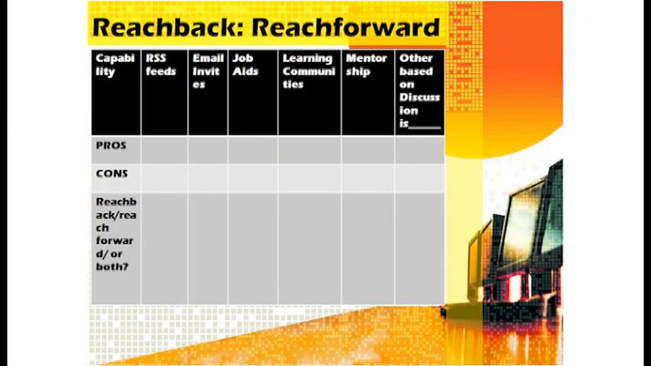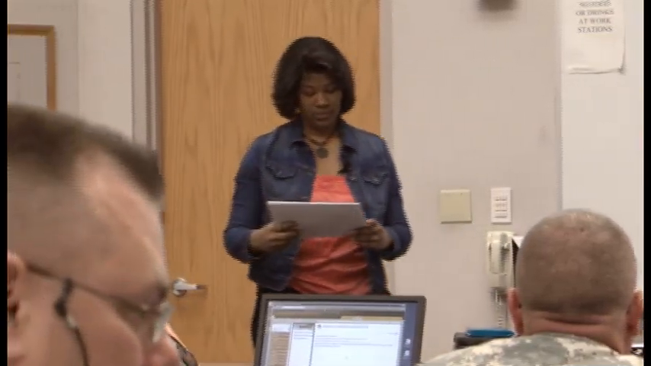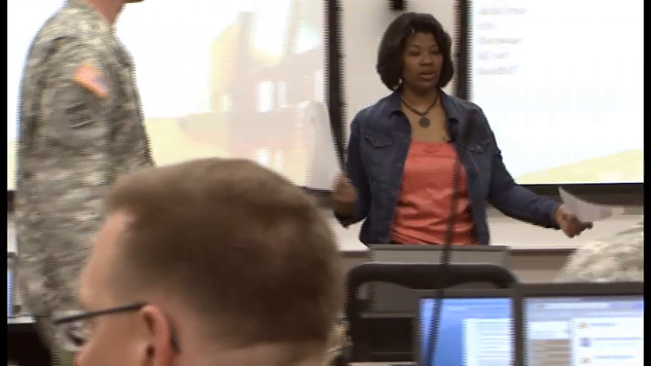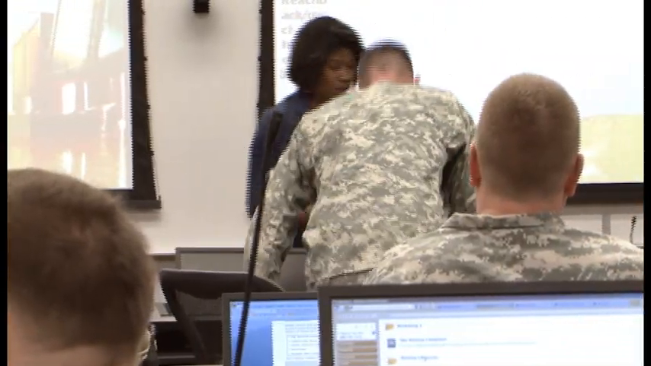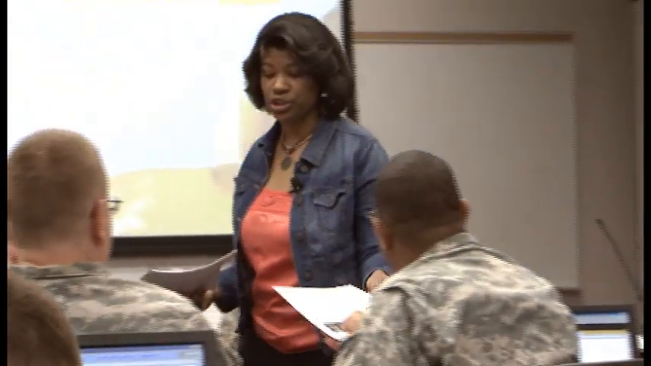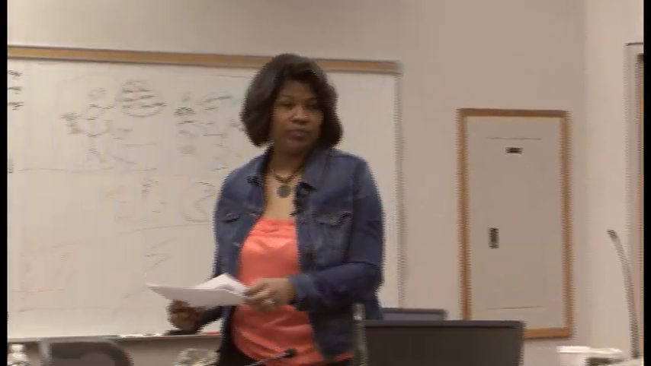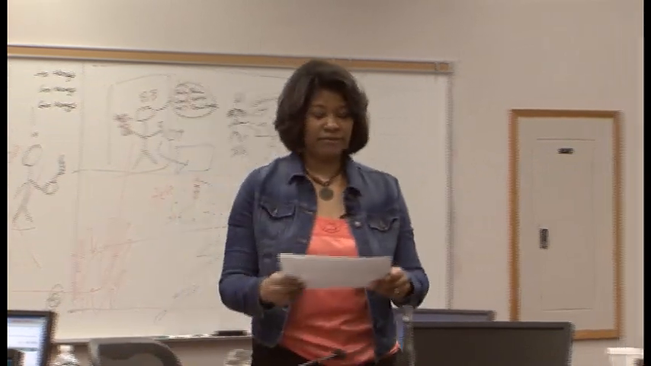I'd like you to pair up with someone you haven't paired up with yet. Go ahead and pair up, and then I'll give you your assignment. I have a hard copy of this chart that you see up here on the slide. What you're going to do is complete the chart. The very top row has a list of capabilities that can be used for reach back or reach forward, or maybe both. If you don't already know about that capability, you're going to look it up. So use the internet, use your smartphones, use your experience, and fill out the chart.